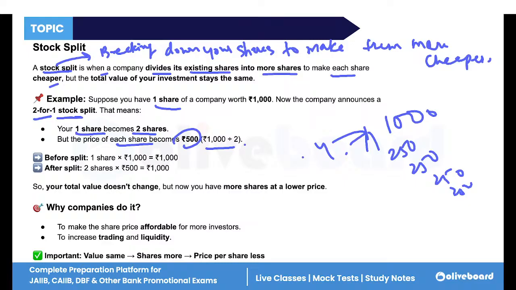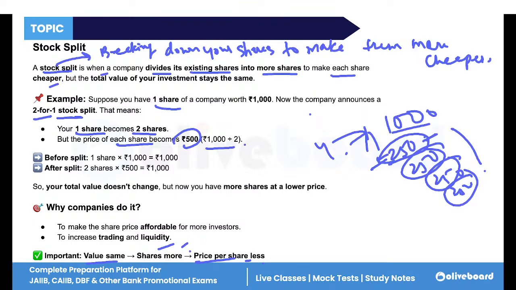Now, why does this happen? Just to make the price affordable for investors, so that if their budget is low, they can go for purchasing such cheap, low-priced shares. The value will be the same, shares are more, and the price per share will be less. Where the price per share was 1,000, now it is 250. The quantity of shares is more, but the value is the same. So this is stock split.